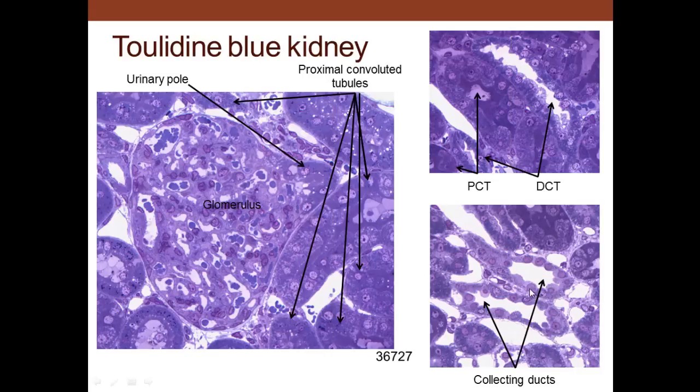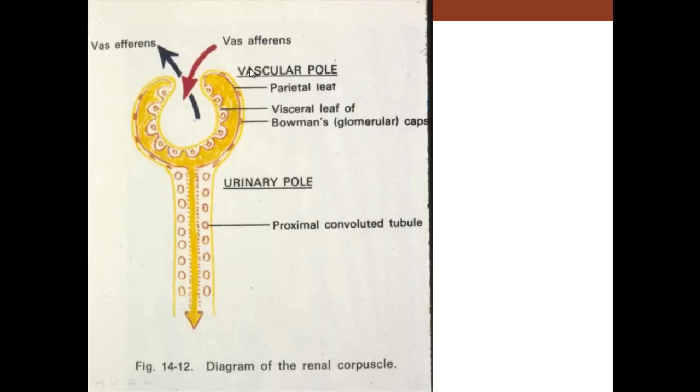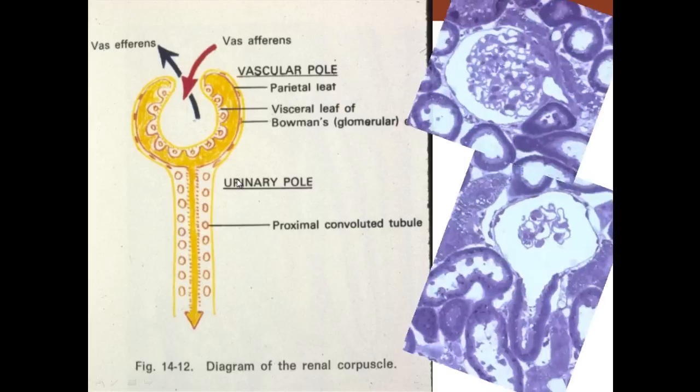Collecting tubule uses a bigger space, more clear cells. In the distal tubule, you have lots of mitochondria at the base and the infolding of the plasma membrane, as we'll see in a minute. So where the afferent and efferent arteriole comes in and out, that's the vascular pole. And the parietal leaf, visceral leaf, which is the podocytes, and the filtrate coming in. Then you have a urinary pole.